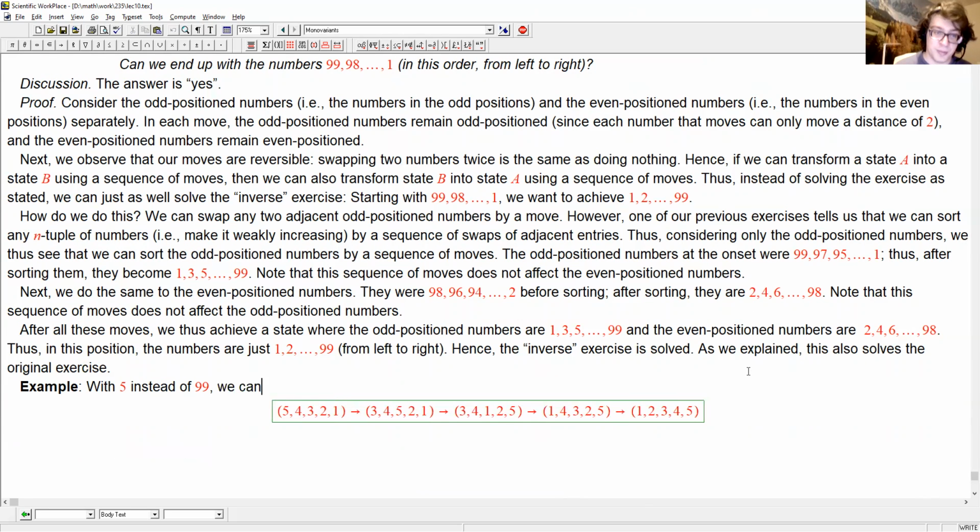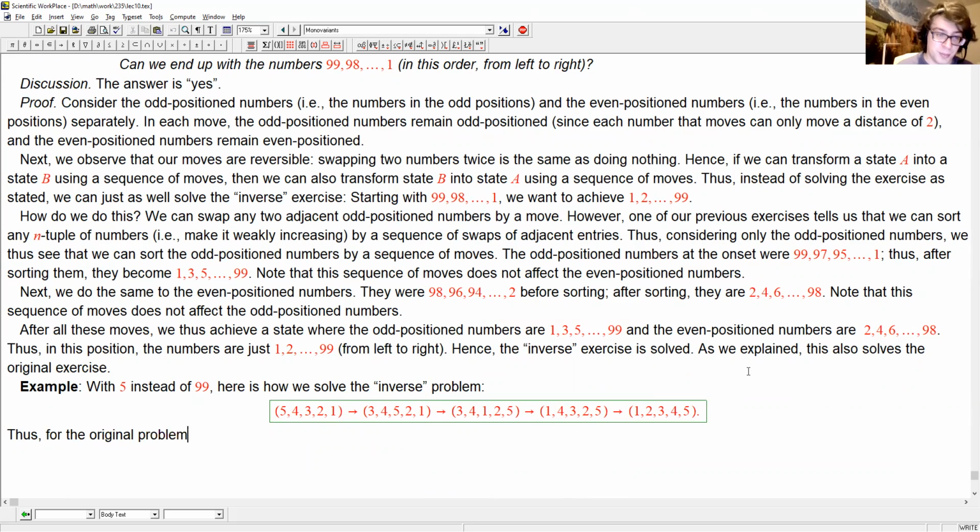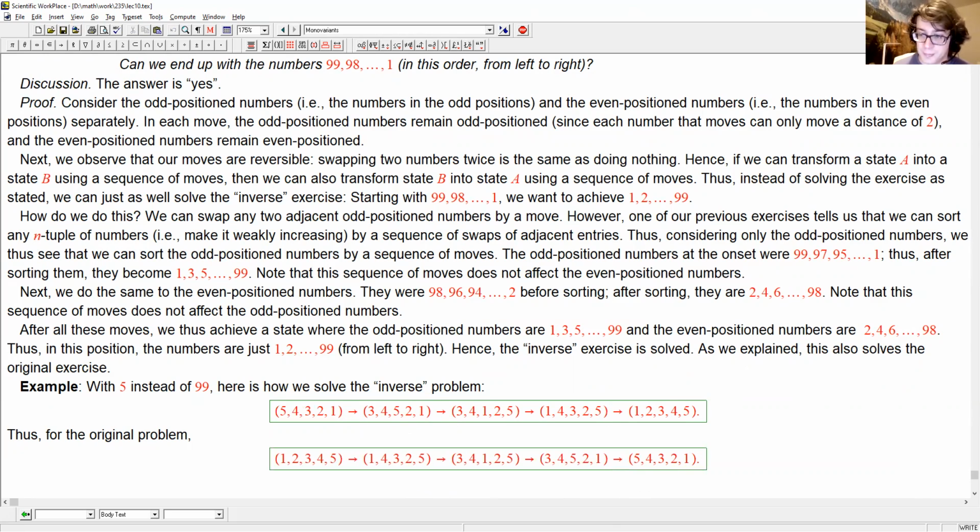So here is how we solve the inverse problem. And thus, for the original problem, we just have to do this in reverse order. So this becomes this, becomes this, becomes this, becomes this. And that's it.